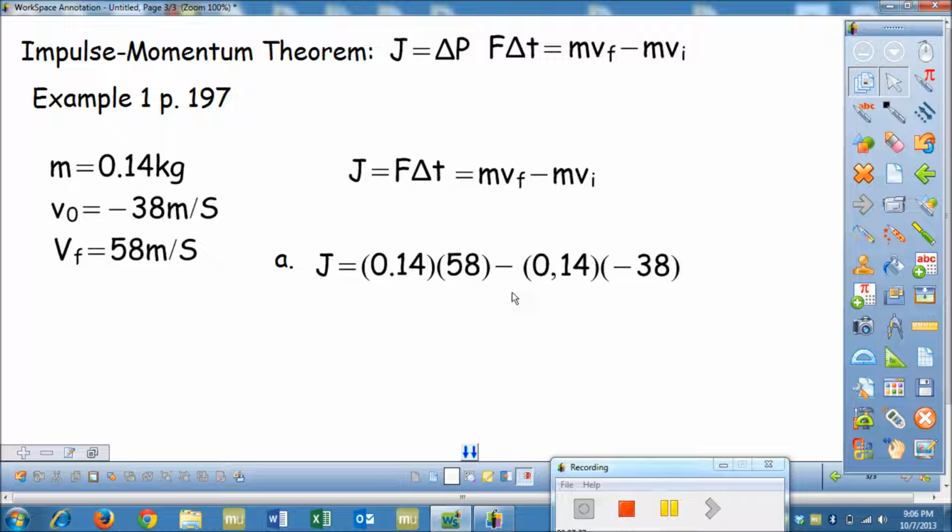So let's see. 0.14 times 58. We just put it in just like it says. Minus 0.14 times negative 38. I get 13.44. So that's going to be equal to, well, I'll just call it 13 newton seconds.